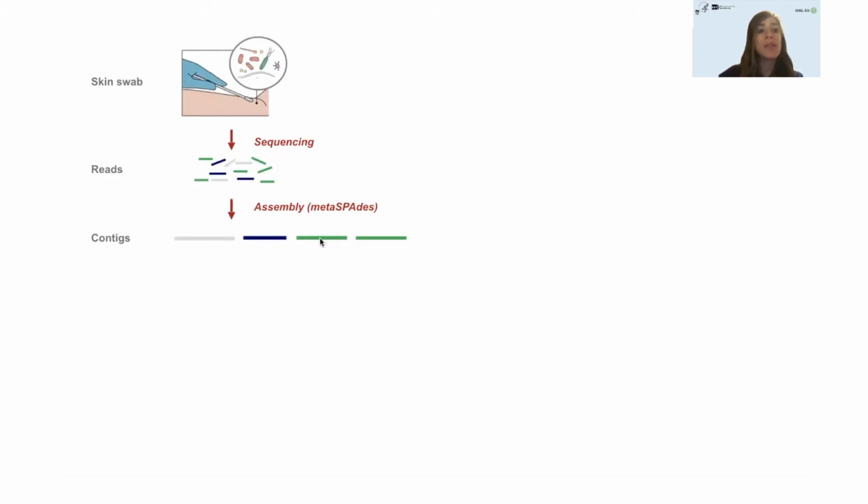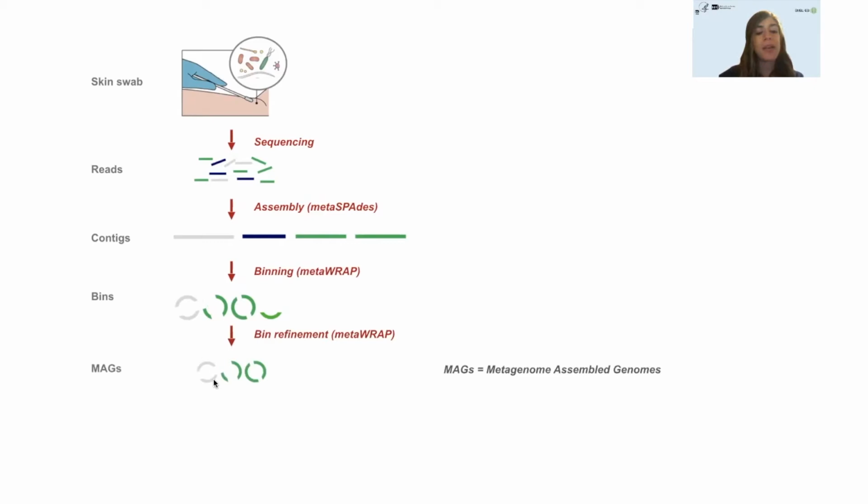We can also do read recruitment and look at the depth of coverage of these contigs across related samples. The idea is that if two contigs belong to the same organism, the depth of coverage across different samples would be the same. The output of this step is bins, which are groups of similar contigs. And these bins can undergo bin refinement and also quality filtering.